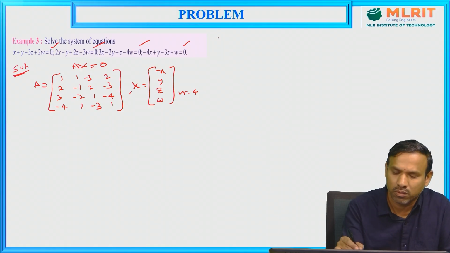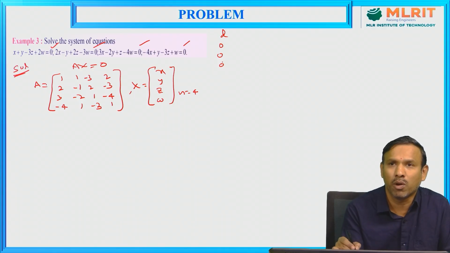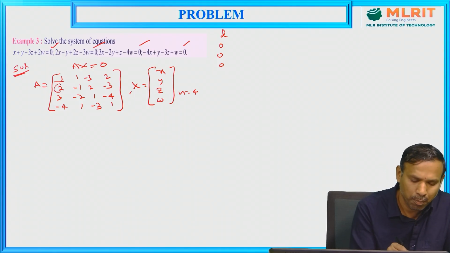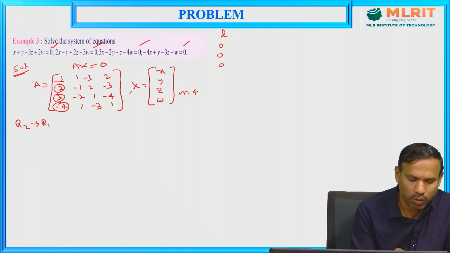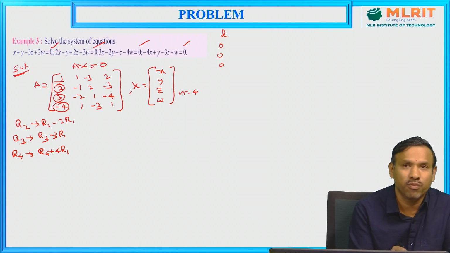How will we do it? As explained in the previous problem, using the diagonal elements, make the elements below them 0, applying only row operations. So using R1, make the R2 element 0, R3 element 0, R4 element 0. That is R2 becomes R2 minus 2R1, R3 becomes R3 minus 3R1, R4 becomes R4 plus 4R1, because opposite sign: minus 4 means plus 4.